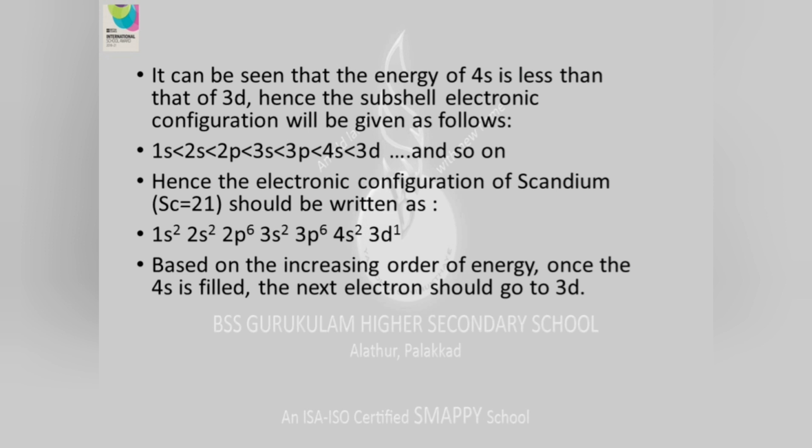So you start writing the configuration with 1s2, 2s2, 2p6, 3s2, 3p6, 4s2 and 3d1, where the 4s subshell is filled first, then comes the 3d. So never write 3d after 3p6. It is wrong, and it is always 4s first and then comes 3d.